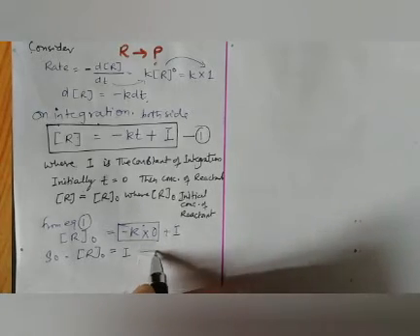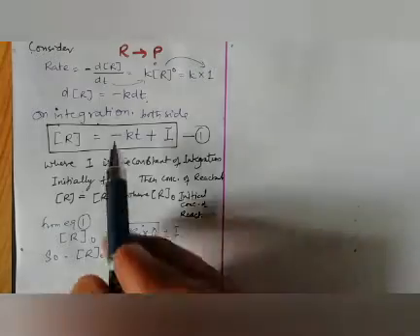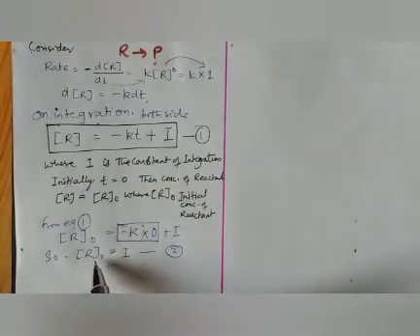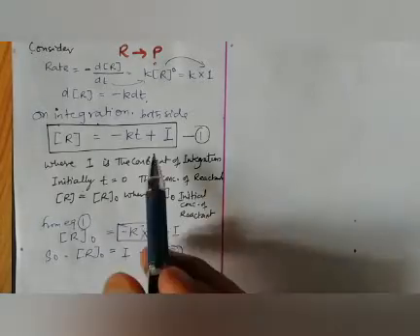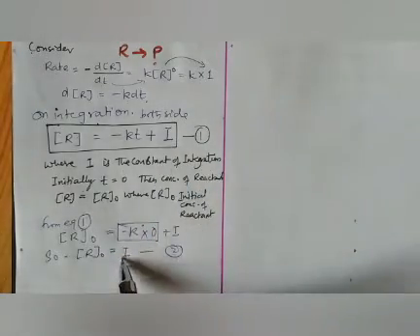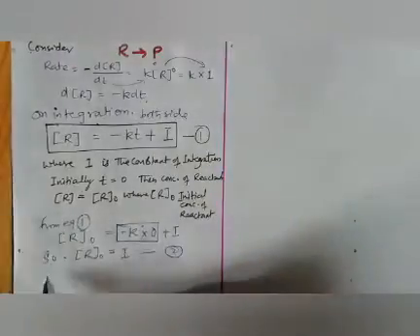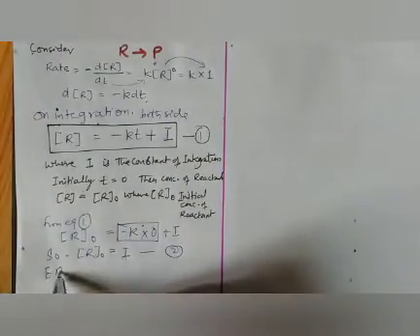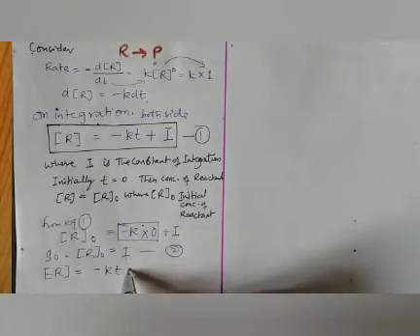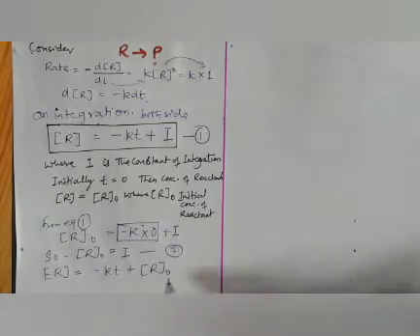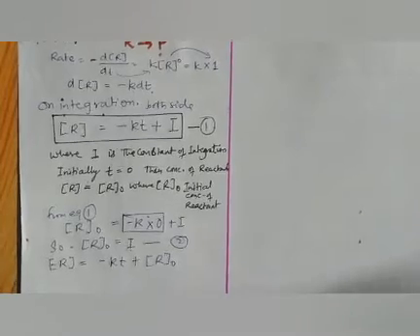Okay. So now it is equation 2, and now the value of this R naught we are going to put in place of I here. In place of I, we will write R naught here. So equation 1 becomes R is equal to minus KT plus R naught. Okay. Hope you understood.